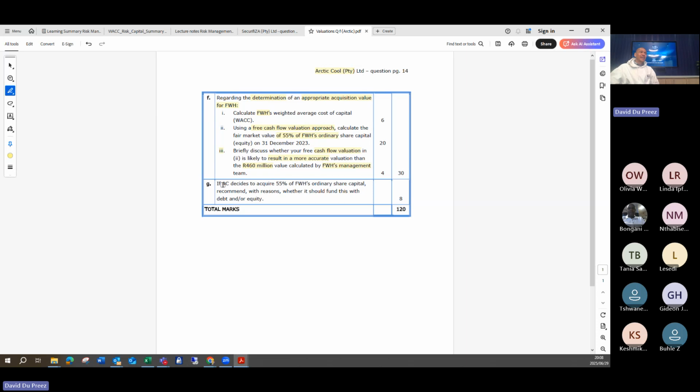Then G says, if AC decides now to acquire 55% of this, recommend with reasons whether it should fund this with debt and or equity. Again, we went through this question yesterday. We said there's debt versus equity, then there's debt versus debt, then there's debt versus debt plus equity.